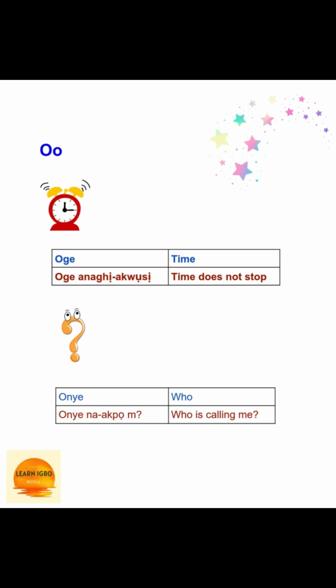Second example. Onye. Who. Used in a phrase or sentence: Onye na-akpọ m. Who is calling me? Example, Oge. Example, Onye. Daalụnụ. Thank you.